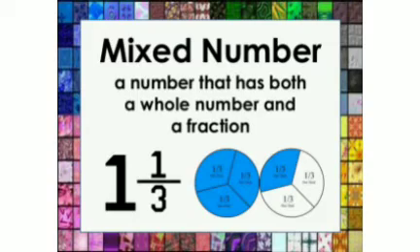Last one, mixed fraction. A number that has both a whole number and a fraction. Example 1 by 3. 1 is the whole number here and 1 by 3 is a fraction. One whole number plus fraction part is called mixed number or mixed fraction.